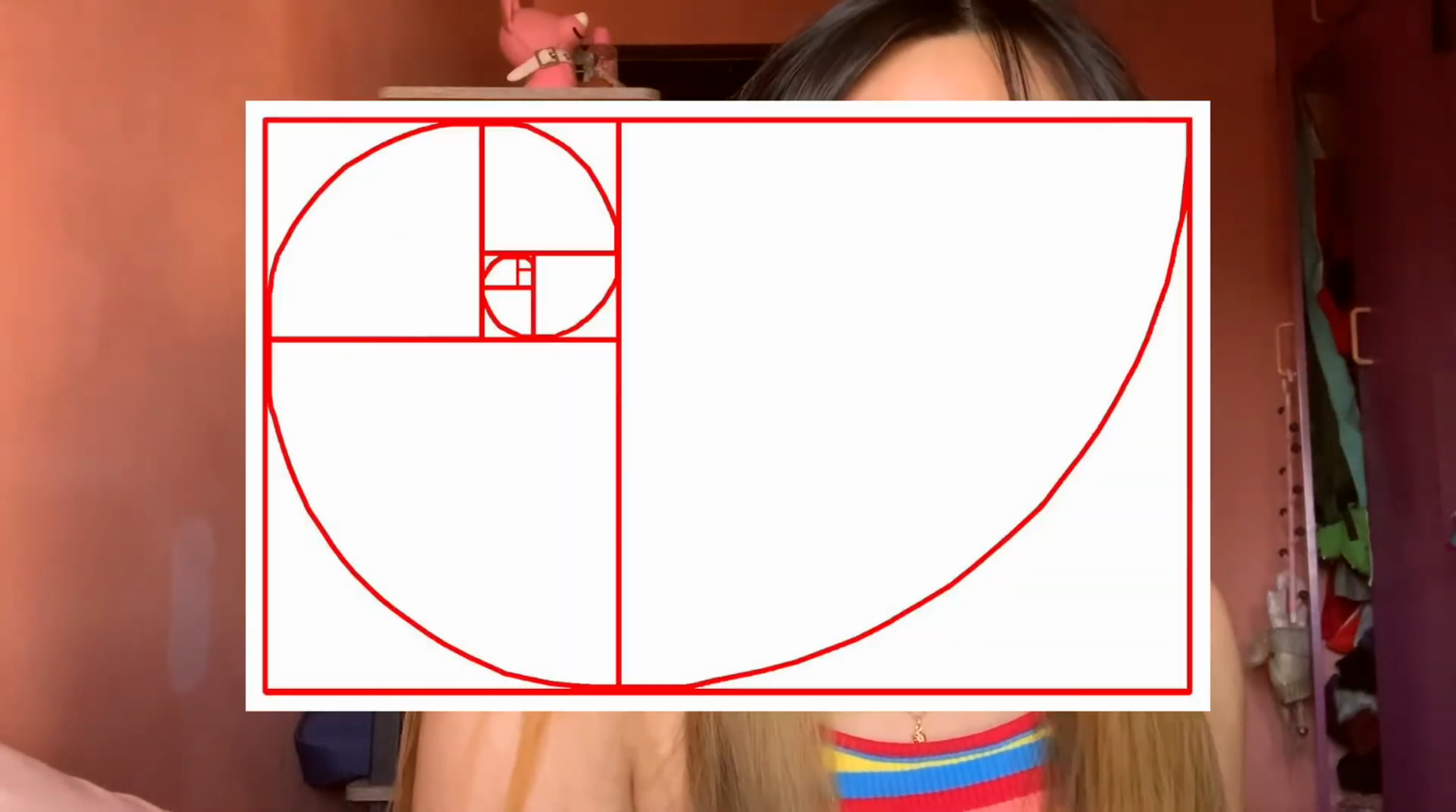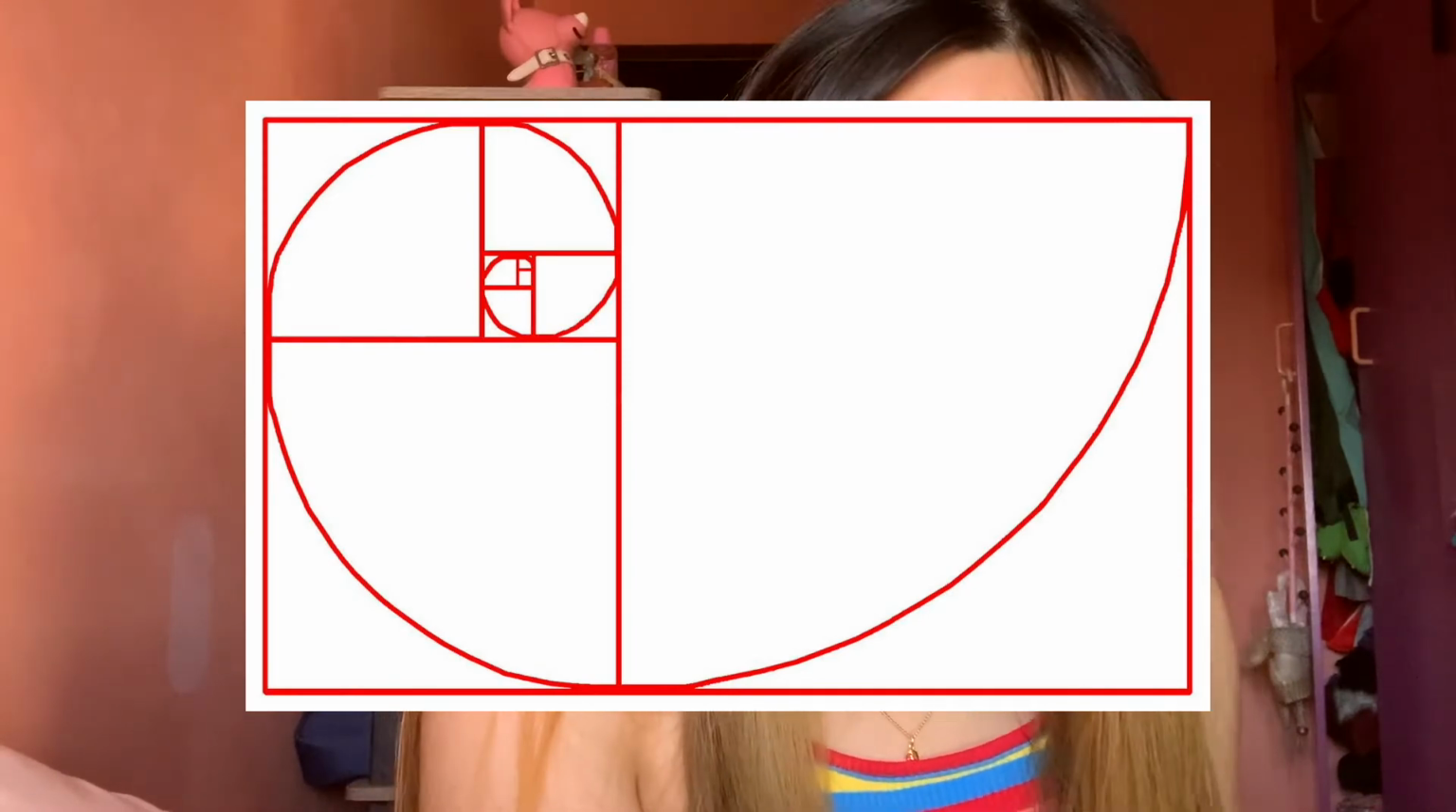Now, if you take this figure and you connect the corners of the quadrilaterals using a curved line, then it creates a spiral, and it looks something like this. So now that we know all of this information about the golden ratio, the golden spiral, the Fibonacci sequence, how can it actually be present in art and photography?